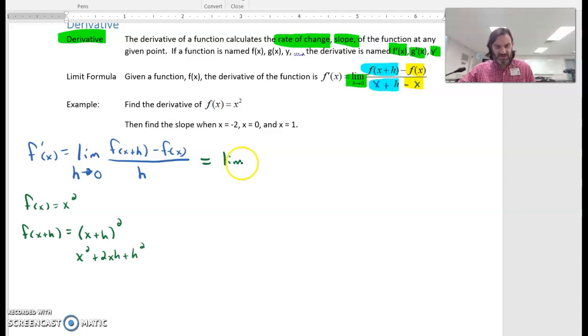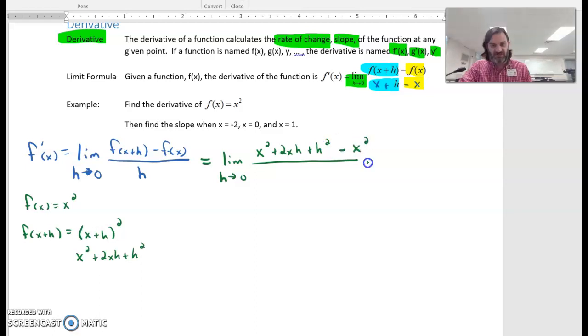So we're going to have the limit as h approaches 0. It's a little redundant to write, but it's important. The numerator is x squared plus 2xh plus h squared for f of x plus h, and then minus just x squared for the f of x, and all that will be over just h. Here you can tell that there's an x squared and a minus x squared that we're going to mark out of the numerator. So take a look at what's left here. We want to take the limit as h approaches 0.